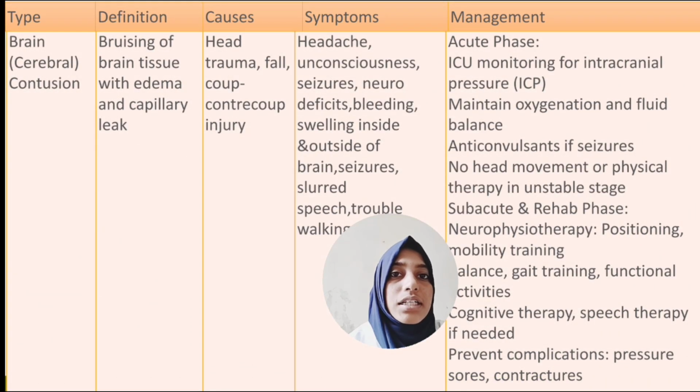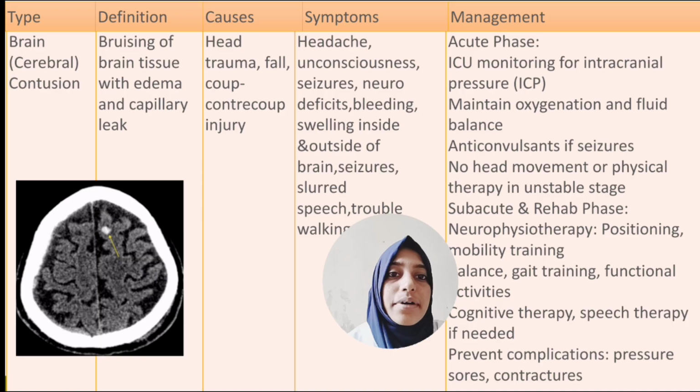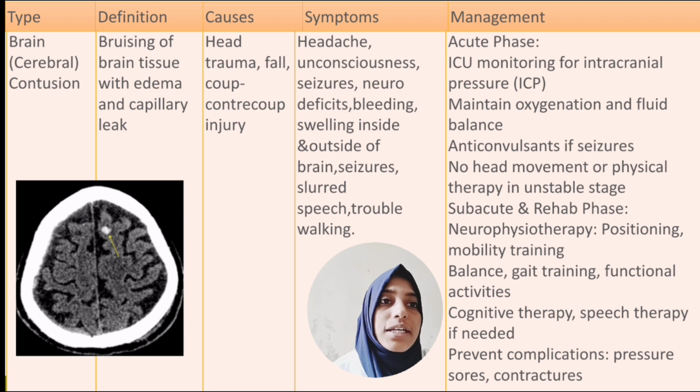Then brain contusion. It is also called cerebral contusion. Bruising of the brain tissue with edema and capillary leak, caused by head trauma, fall, coup, counter-coup injury. This is an MRI showing the brain contusion. Symptoms are headache, unconsciousness, seizure, neurodeficit, bleeding, swelling inside and outside of the brain, slurred speech, trouble walking.